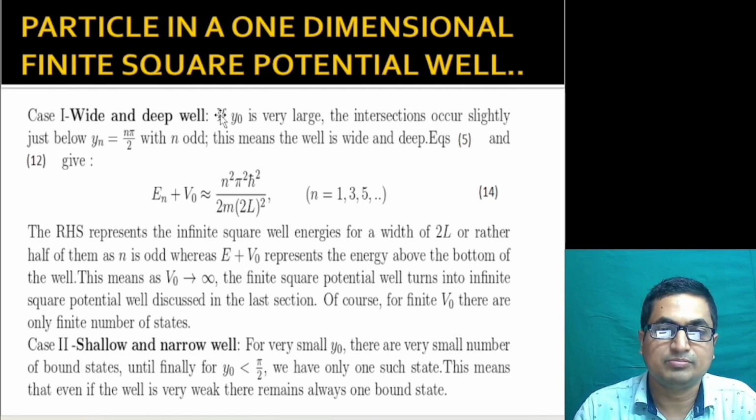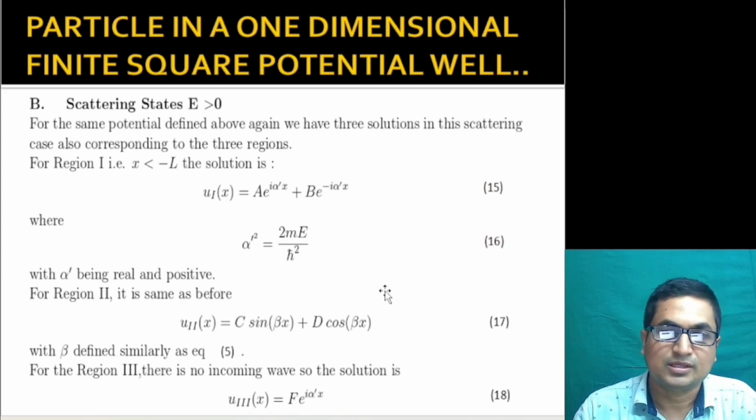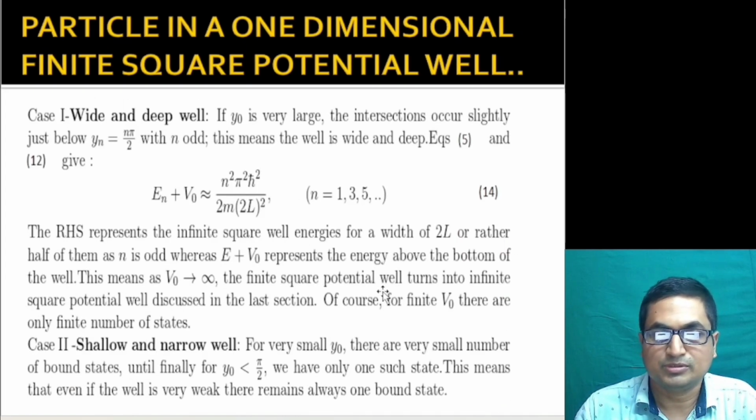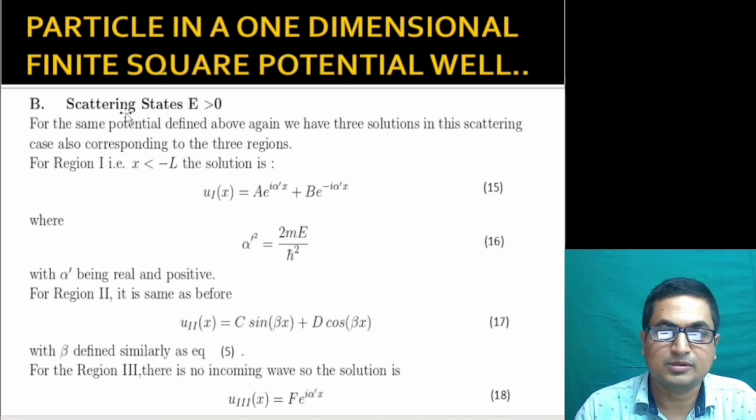Whereas in the wide and deep well, a large number of bound states are found, where Y naught is given by this, with n being odd: 1, 3, 5. So this is what we have about the different energy states and wave functions regarding the bound state. Let's now discuss the scattering states, where the energy is positive.